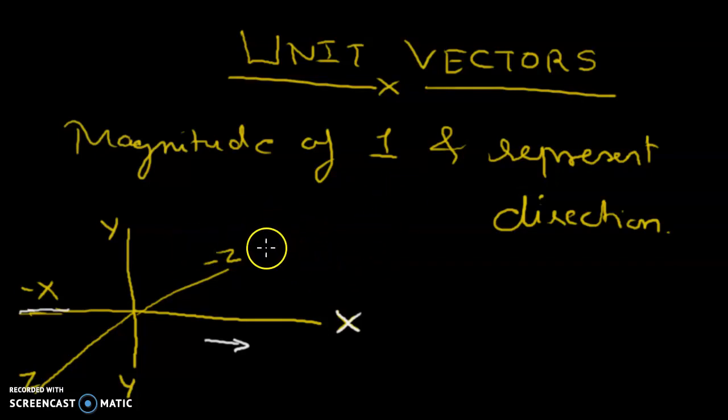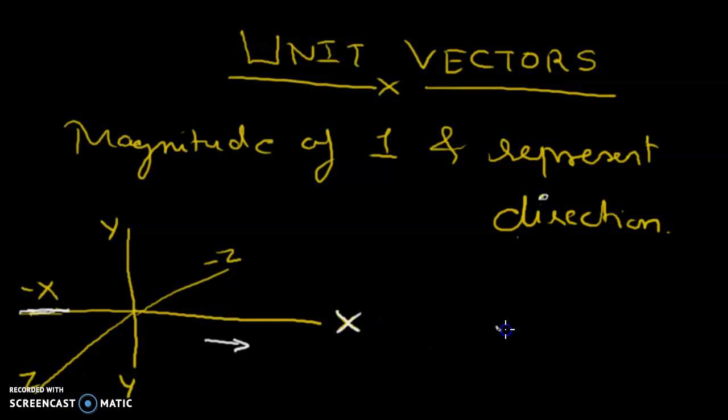Say for example, I just need to tell somebody to go east only, go east only, go north only. In that case I just need to give the direction only, the sense of direction, not the magnitude. So for that I just need a symbol which represents only the sense of direction, and that is the unit vector.